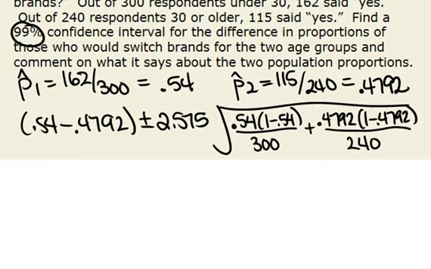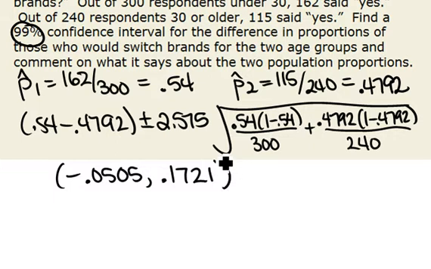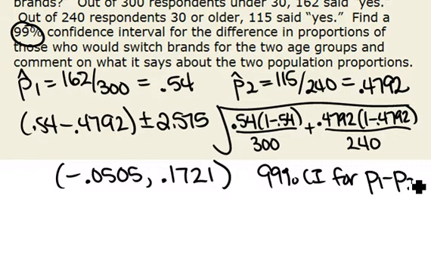So what we will find here is that we get an interval that has a lower bound of negative 0.0505 and an upper bound of 0.1721. And this is a 99% confidence interval for our difference in population proportions, so for P1 minus P2. If we looked at all people at these certain age groups who use this toothpaste and how many would switch to a different toothpaste, this captures that difference in proportions.